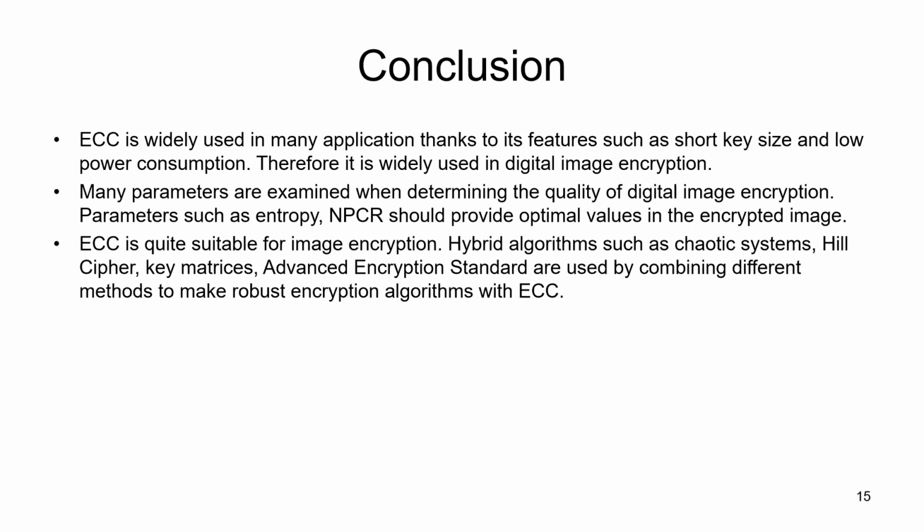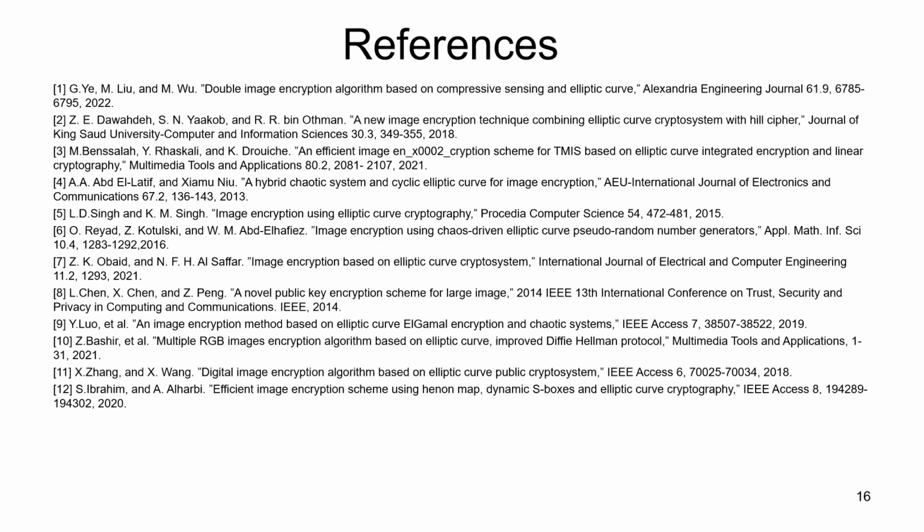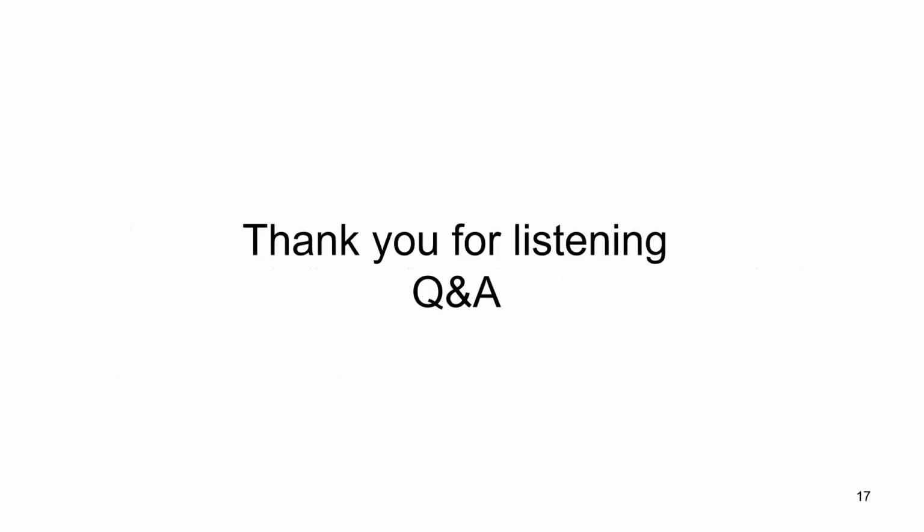Hybrid algorithms such as chaotic systems, cipher key matrices, and the advanced encryption standard are used by combining different methods to make robust encryption algorithms with ECC. These are the references. Thank you for listening.